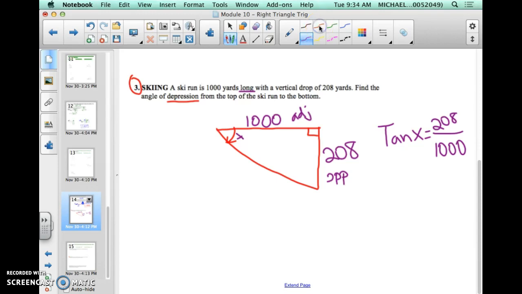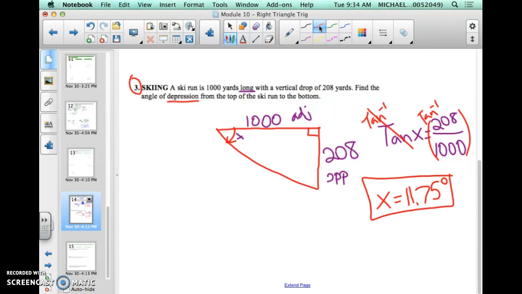And then we just learned this, but in order to get rid of the trig function of tangent that's next to our unknown x, I take the inverse of it, tan inverse, and I have to do that to both sides. That cancels out, so x equals the tangent inverse of 208 over 1,000. 208, and close it up. So x equals 11.75 degrees. That is my angle, and I am done.